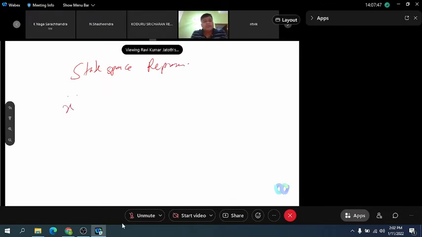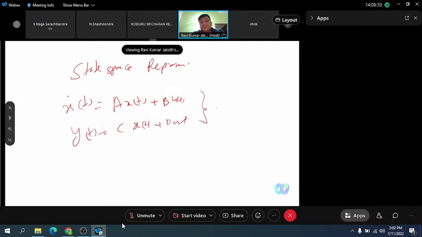So here what we do, the entire system we will model in time domain, which will take care of non-linearity also, time varying behavior also. So x dot of t is equal to Ax of t plus Bu of t, and y of t is equal to Cx of t plus Du of t. So any physical system we will model in the form of vector matrix differential equations.